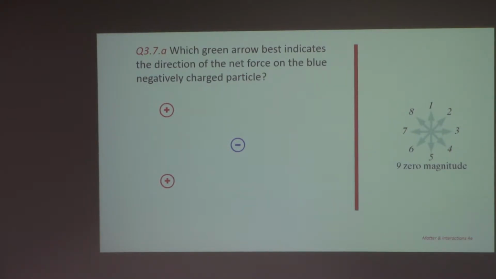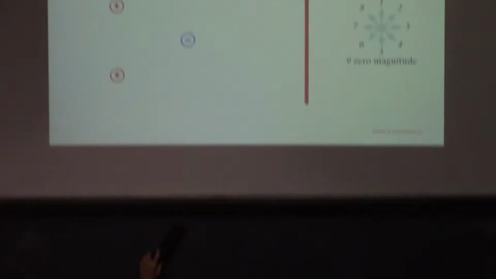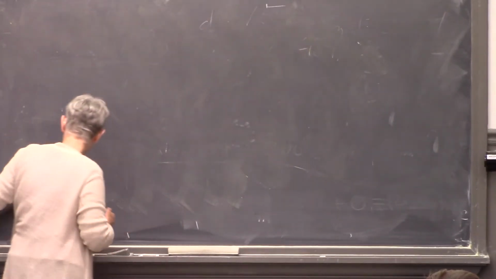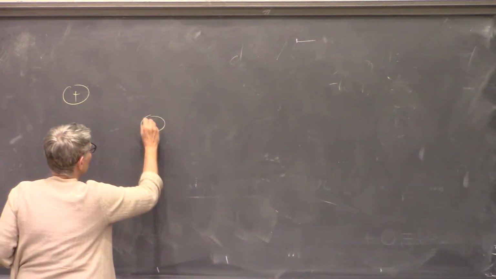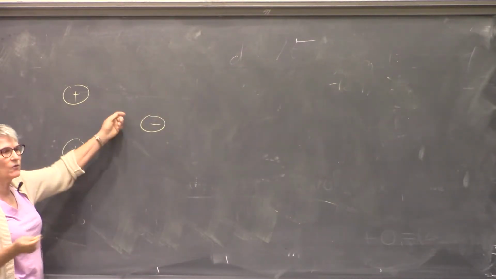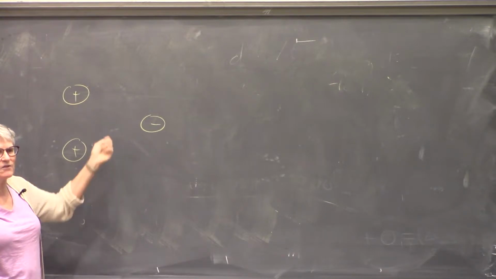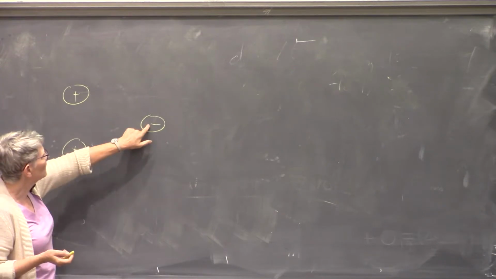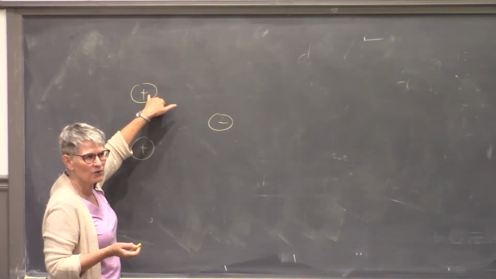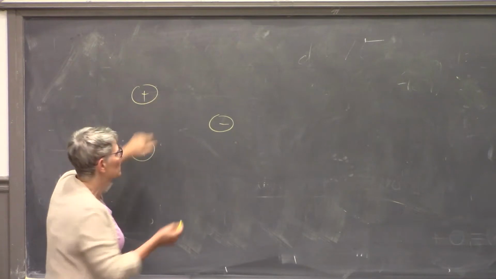Okay, so what's the answer? Okay, we have a lot of sevens, but we've got some other stuff. So, seven is right, but let's see why. So this is superposition at work, right? We just have to find the individual forces and then add them up, right? So the force on the negative charge due to this charge points toward the positive charge, doesn't it?